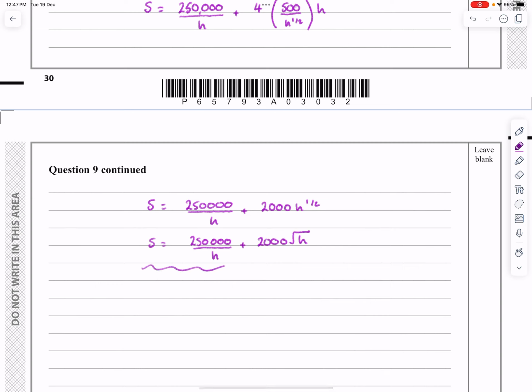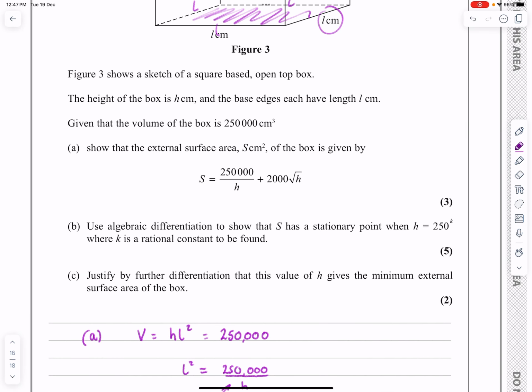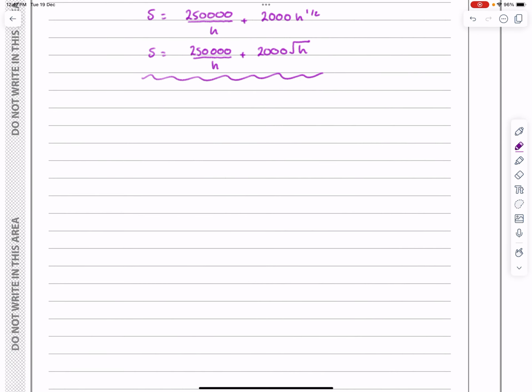So that's part A done. And as I say, even if you couldn't get that part, you can still go on and do part B and part C. What are we asked to do? It says use algebraic differentiation to show that S has a stationary point when H is equal to something or other. And we've got to find out what that K is. Well, I know how to do stationary points. Stationary points, so part B, start with my formula, S equals, now I'm going to write this in terms of something I can differentiate. So it's 250,000.